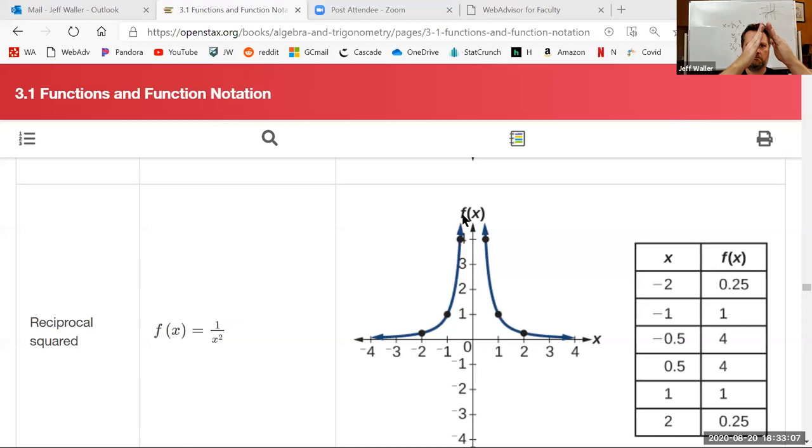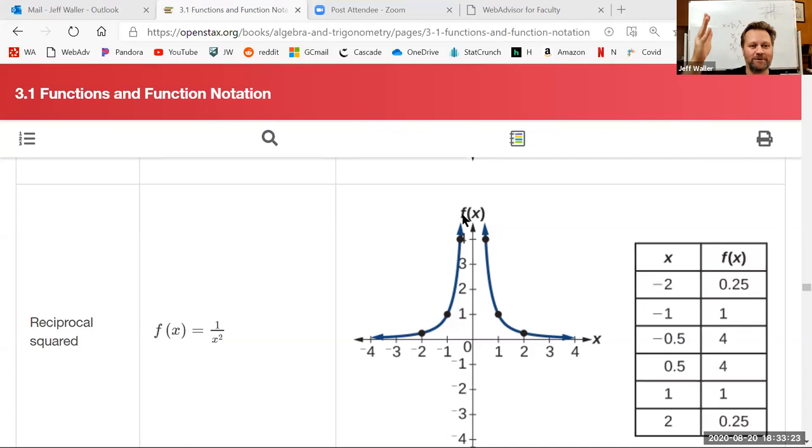Does it ever get to the y-axis? No. So what is that called? It sounds like I'm going to call you a bad name. It's the asymptote. Asymptote, right?